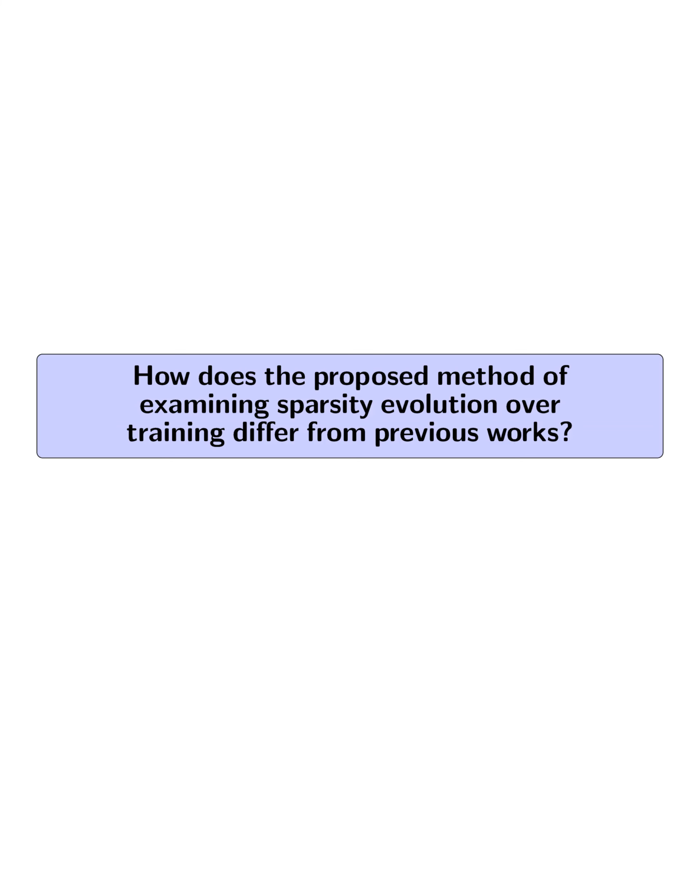How does the proposed method of examining sparsity evolution over training differ from previous works?